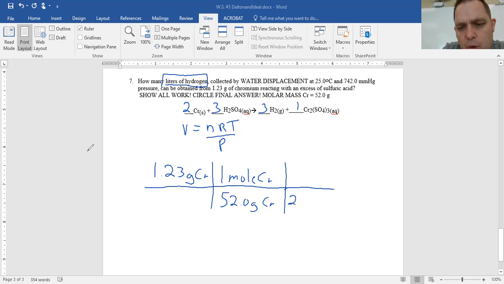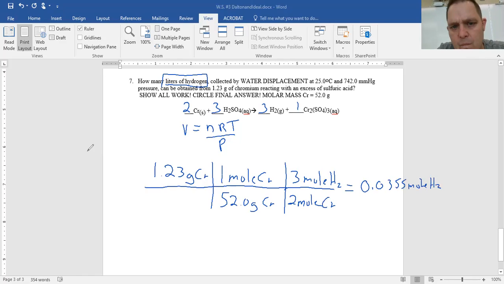And there is 2 moles of chromium to 3 moles of hydrogen gas. And again, that comes from our balanced chemical equation. When I solve for this, I get the number of moles to be 0.0355. We know what R is. Temperature, let's just do this right up here. It says 25 degrees. So 273 plus 25 gives me 298.